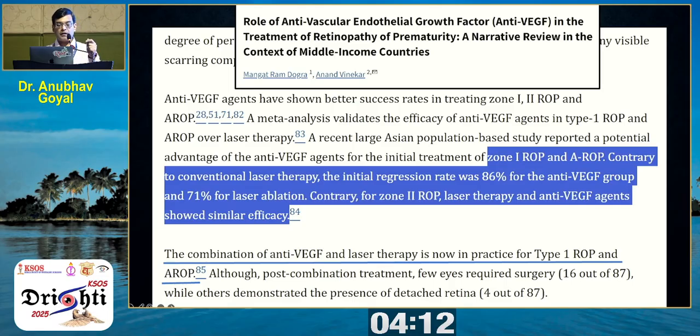And our Anand sir has already published an article which has shown, across a lot of Asian population studies, that zone 1 ROP and AP-ROP respond well to anti-VEGF rather than laser in zone 1. And for zone 2, both laser and injection work the same. But a combination of anti-VEGF and laser, injection followed by laser, is now the practice pattern in India for type 1 ROP, AP-ROP and zone 1 ROP.